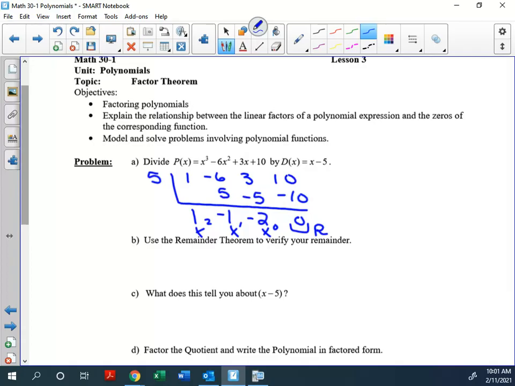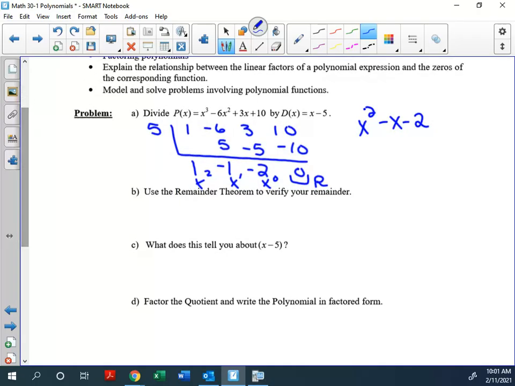So I would be able to say the result of the division, the quotient, is x squared minus x minus 2, remainder of 0. Now that it's a quadratic, could I factor that quadratic with all the other skills that I have? Yeah, so now I've taken a cubic, I've divided out my x minus 5, and I would be able to factor my remaining to be able to have all of my x-intercepts.